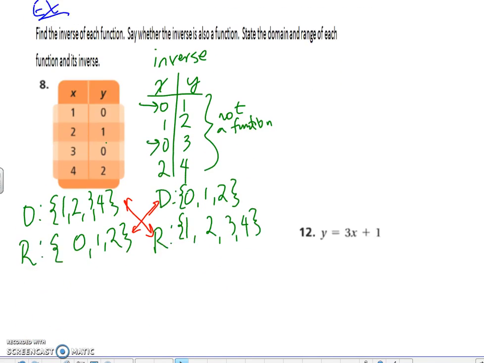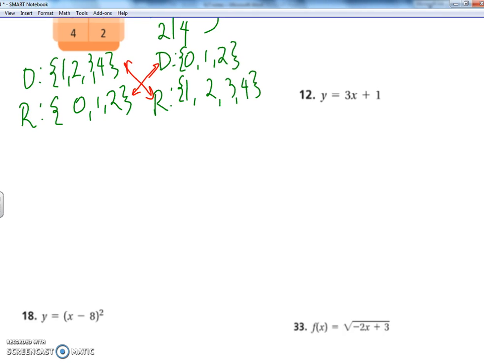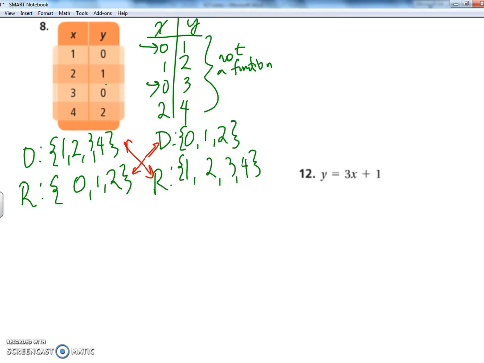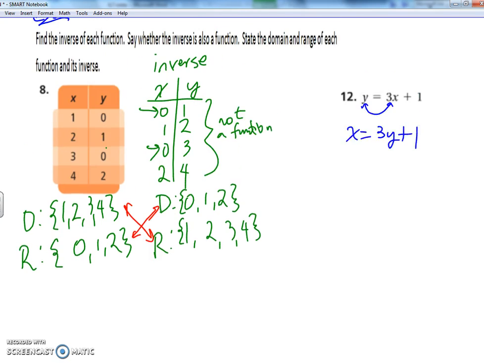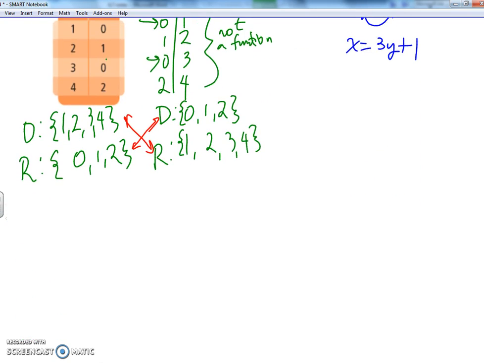Okay, great. Let's take a look now at another example where I'm finding the inverse of a function. I've got this example right here, y equals 3x plus 1. Well, according to my notes, to find the inverse of this function, I simply switch the letter x with the letter y. So I go x equals 3y plus 1. But now, I have to isolate the y again because, in an equation, you always want to get y alone to put it in what we call function form.